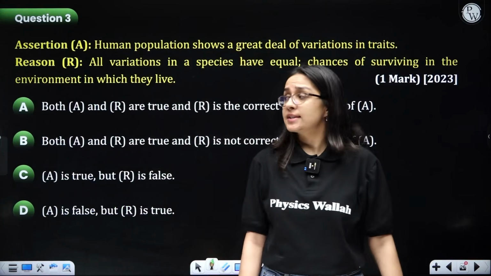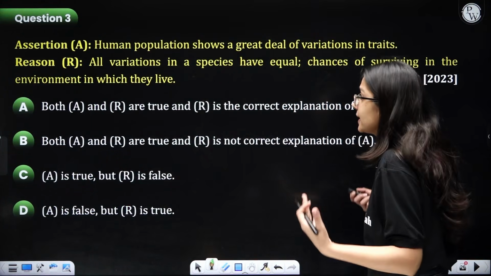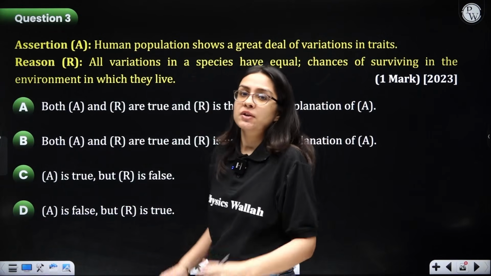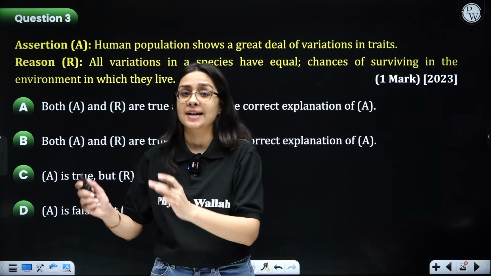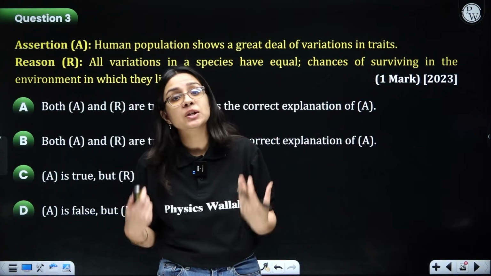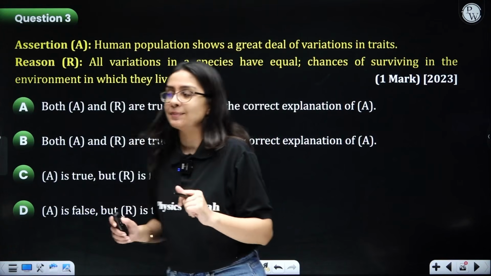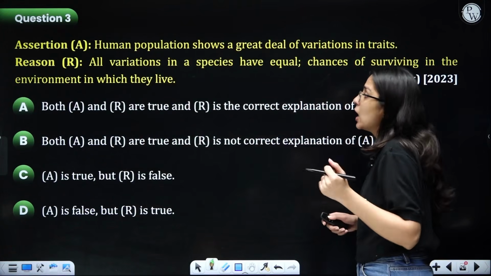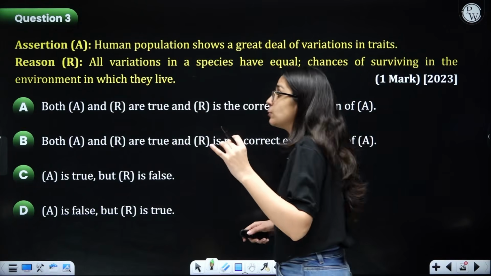The next question says that human population shows a great deal of variation in traits. That is absolutely true, because if we talk about humans all around us, we can see that every human has different patterns in their phenotype only, let alone genotype. So there are definitely many variations that can be seen in physical appearance also. All variation in a species have equal chances of surviving in the environment in which they live.